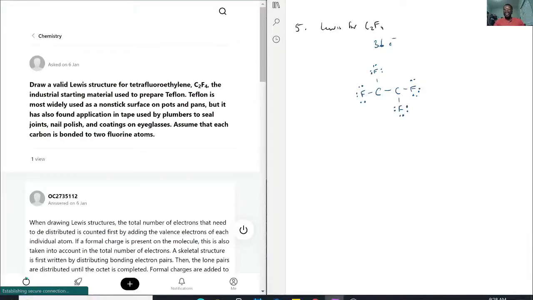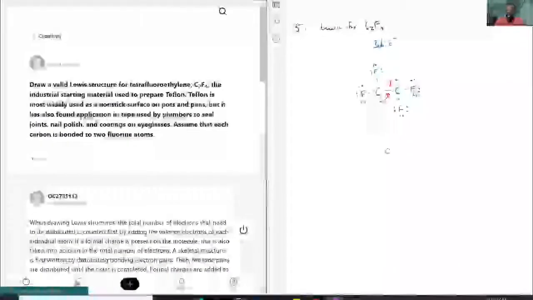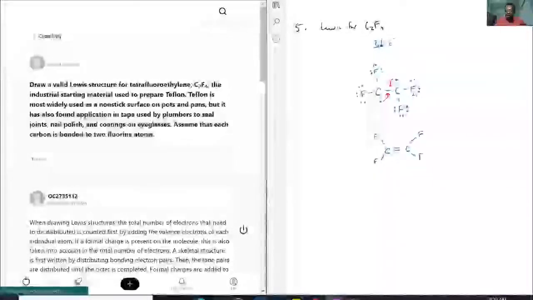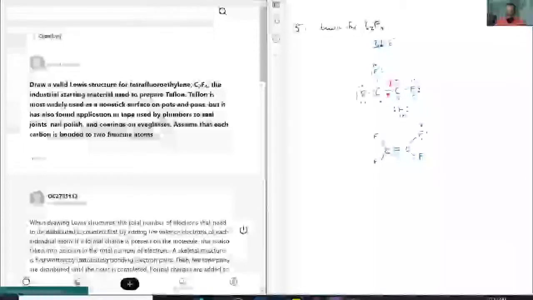Now let's see specifically what's happening with the carbons. Carbons right now are sharing 3 of their 4, so we just have 1 unpaired electron on each carbon. And this is why I drew it like that, because the unpaired electrons are actually going to form an extra bond along with that single bond in the middle. So now we have a double bond, like that. This will be the theoretical Lewis structure for tetrafluoroethylene.